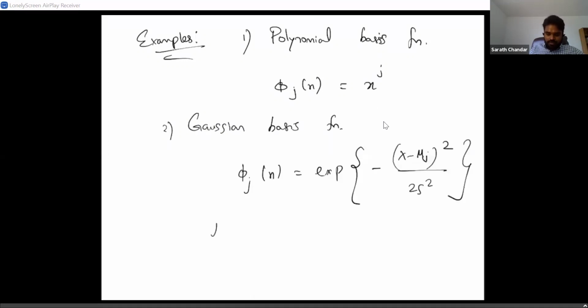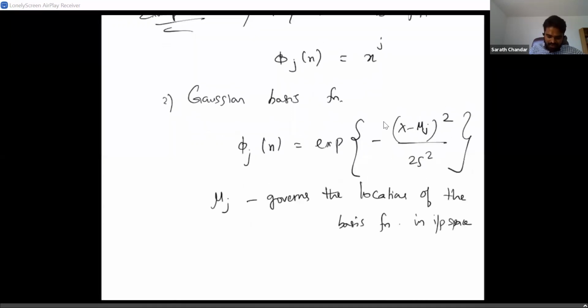In this case, mu j basically governs the locations of the basis function in input space, and s governs the spatial scale. A quick note here: this is not the actual Gaussian distribution. It looks like a Gaussian, and that's why we are going to call this the Gaussian basis function. Mu j is not the mean. s is not the variance or standard deviation.